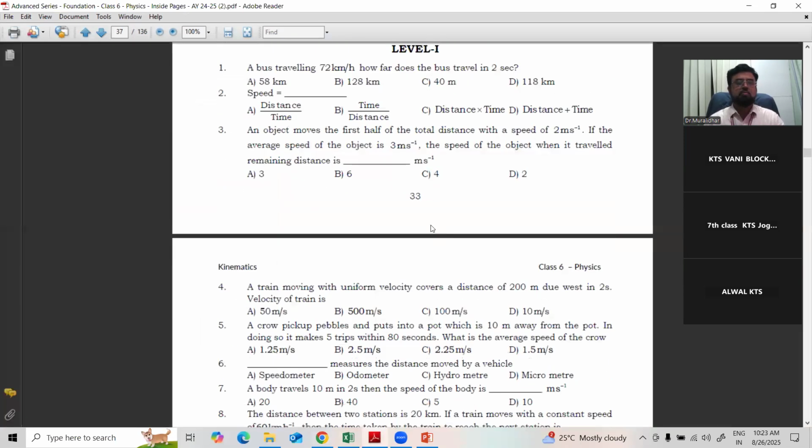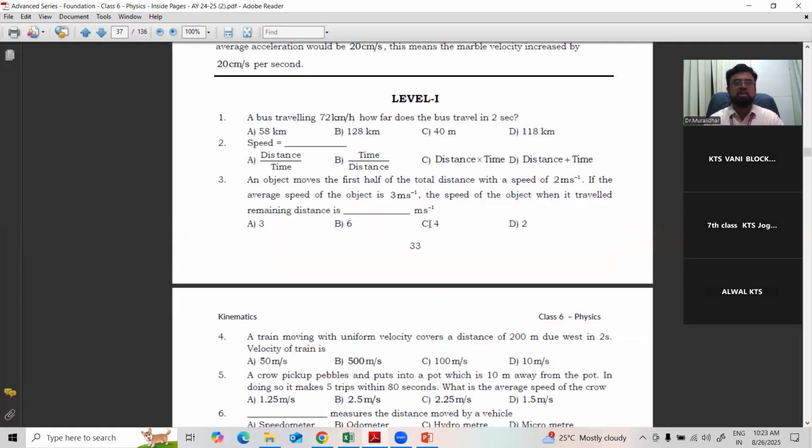So related to that, there are some problems given here. If you take the first problem, you can solve it easily with only conversions. What is given here? A bus travels with 72 km per hour for 2 seconds. He is asking what is the distance traveled, that is, how far the bus travels in 2 seconds. That is the distance you have to calculate.